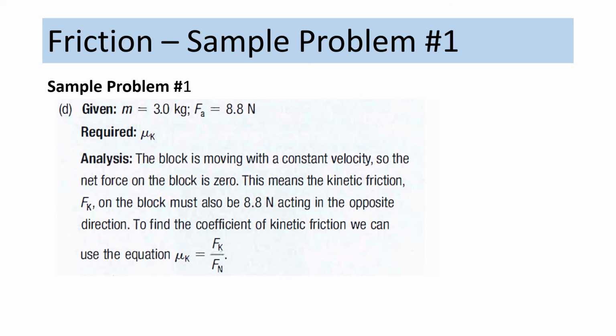Part D. Given the mass is 3.0 kilograms and F at K is 8.8 newtons, we are required to find the coefficient of kinetic friction. The block is moving with a constant velocity, so the net force on the block is 0. This means the kinetic friction, Fk, on the block must also be 8.8 newtons acting in the opposite direction. To find the coefficient of kinetic friction, we can use the equation μK is Fk divided by Fn.